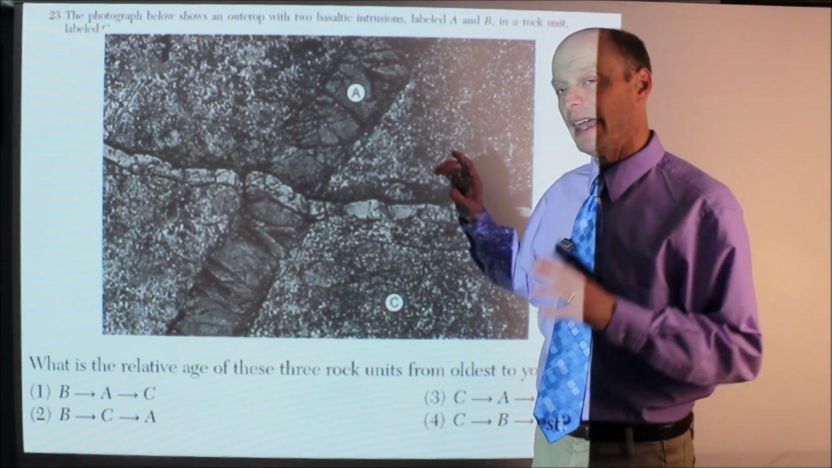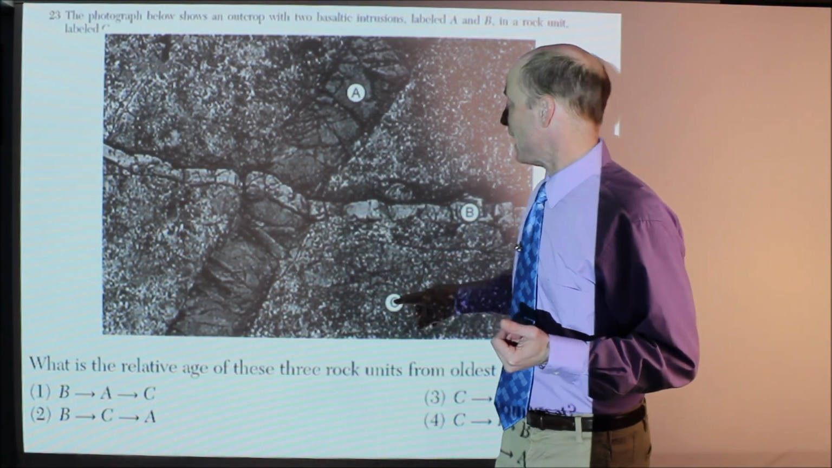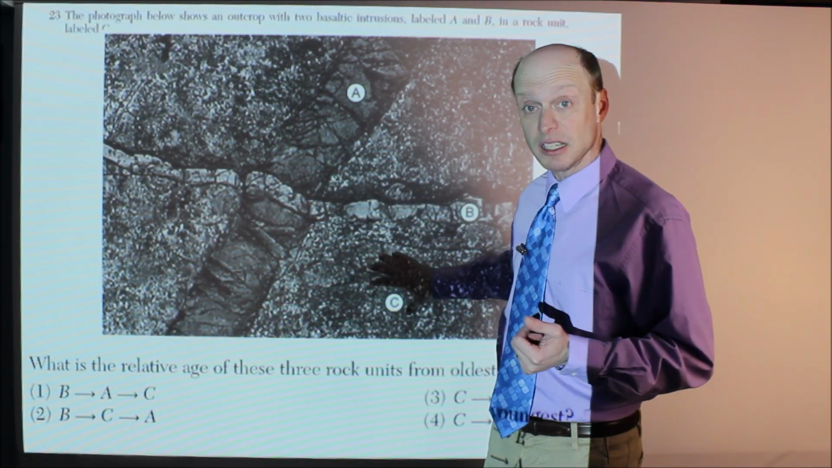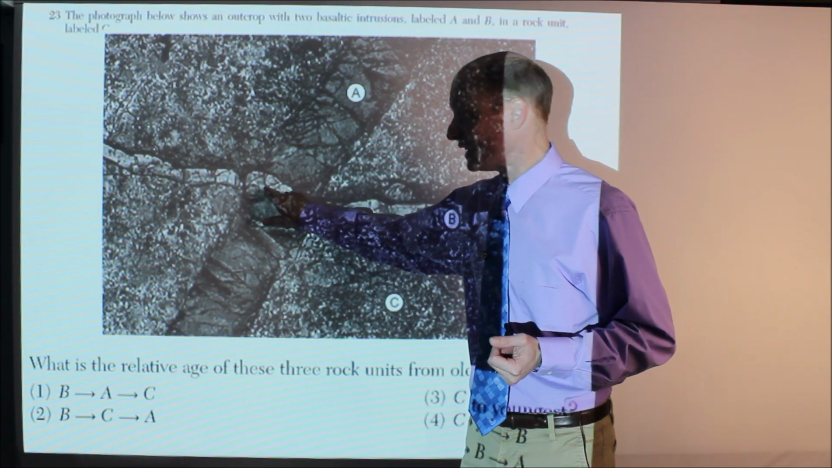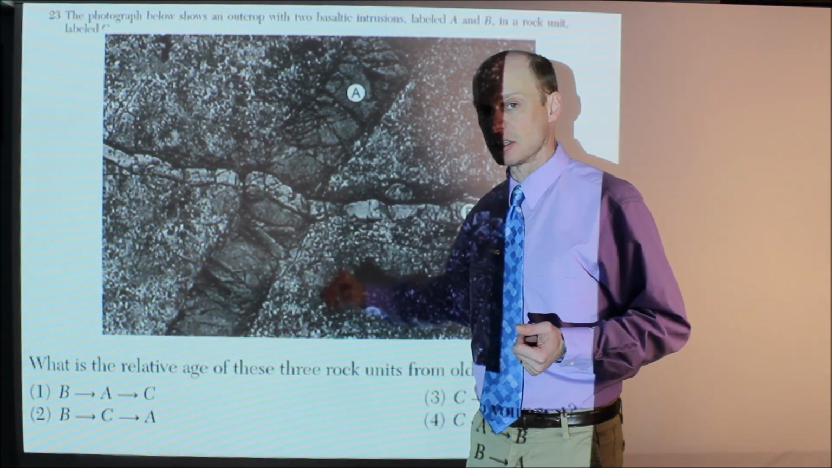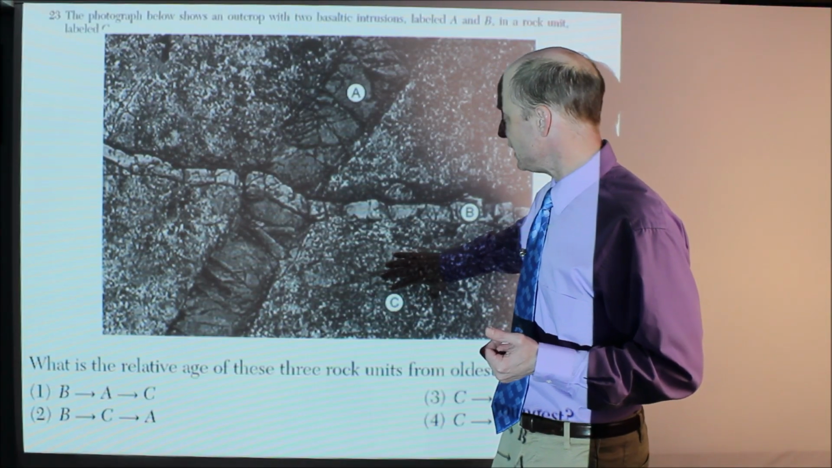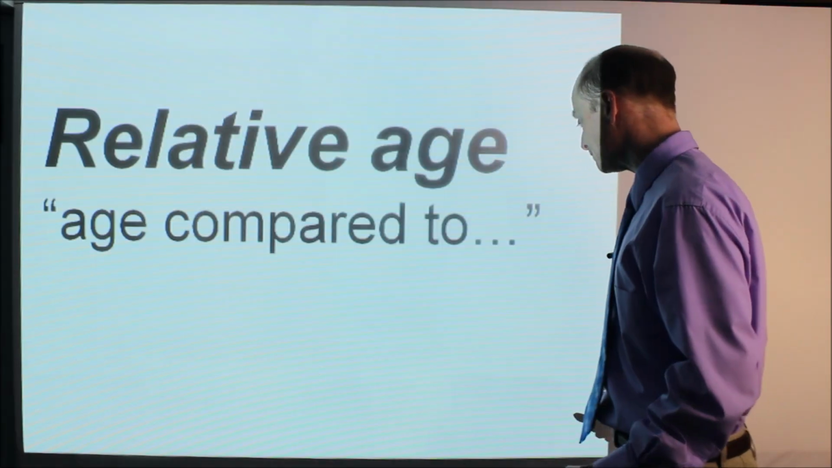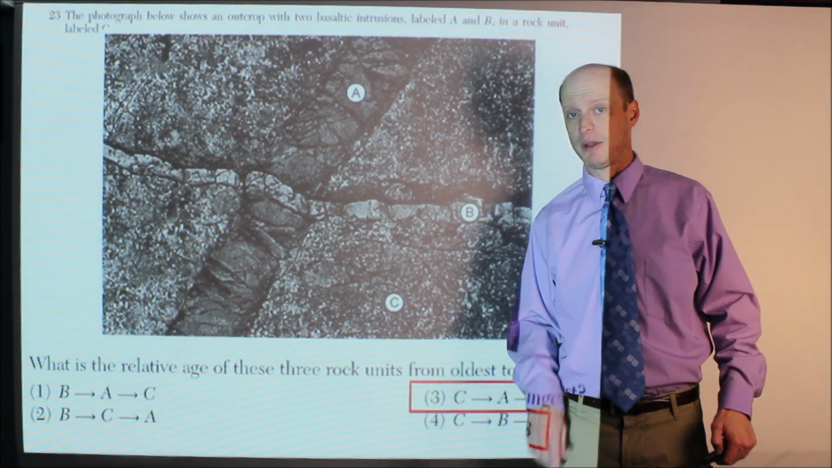So what happens here, and hopefully you can see this in the photo, whatever you may have in front of you may be more clear, but basically you see C was here, and then A cut into C, because there's igneous intrusion, and then you see how B then cuts across A. So A had to be there for B to cut across it. So B has to be the most recent. C is the oldest. So it should go C is the oldest, then A, and then B is the most recent. And that's how you get choice 3 for that one.